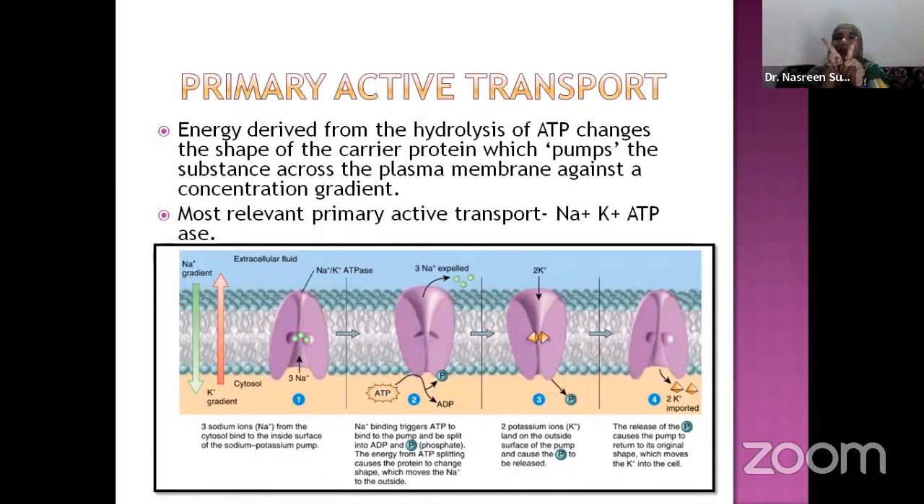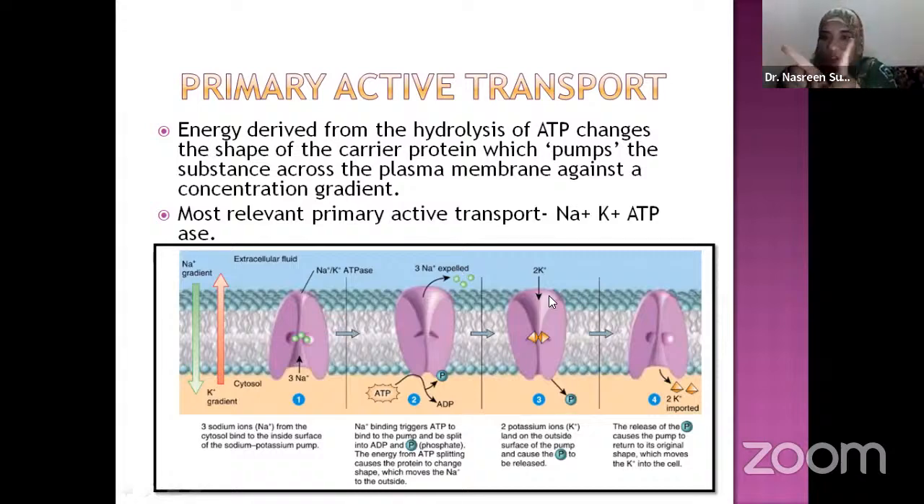So when it is like this, immediately this structure will not favor sodium ions to get attached. So the sodium ions will leave the proteins. Okay, they will leave the channel. So now sodium ions came inside.